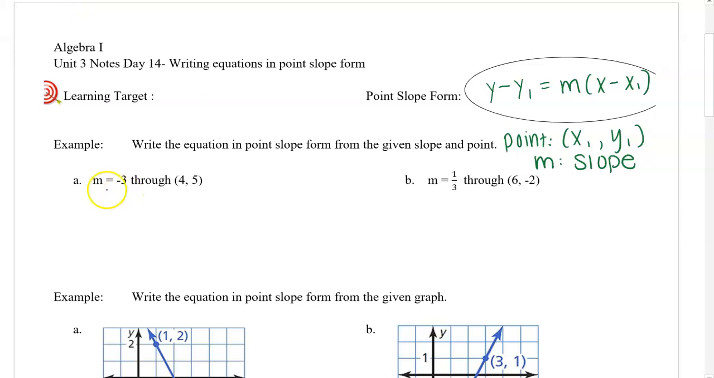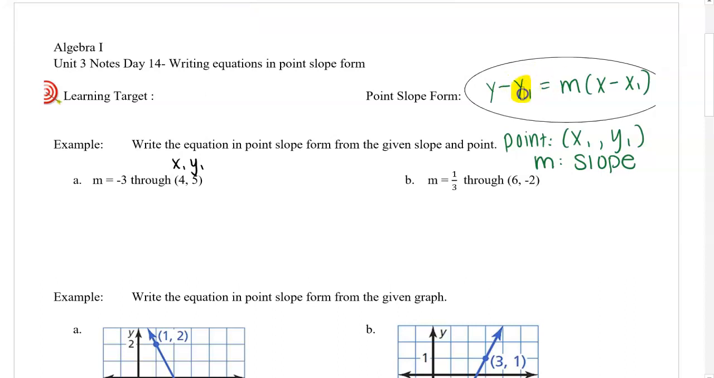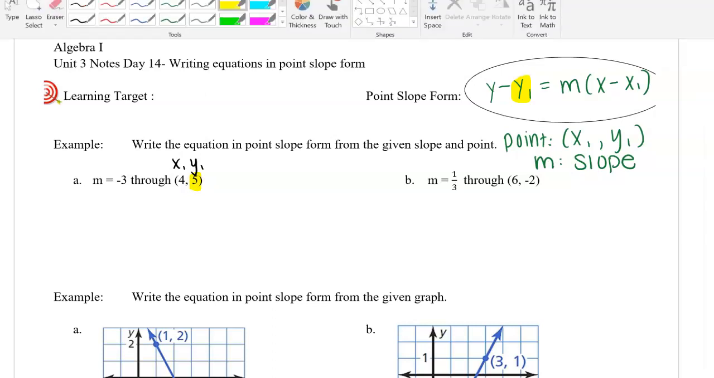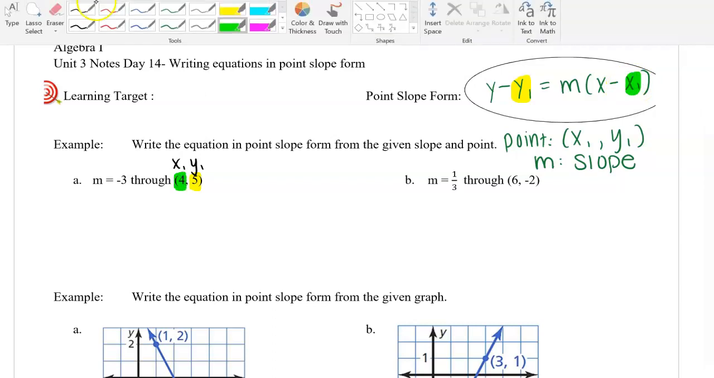For this first example, I'm given a slope of -3 and a point 4, 5. I'm going to label my point x sub 1, y sub 1, similar to the way that we did when we graphed in point-slope form, and similar to the way that we do when finding a slope. When I follow the formula, wherever I see a y sub 1 in the formula, your y value is going to go. Wherever I see an x sub 1 in the formula, your x value is going to go.